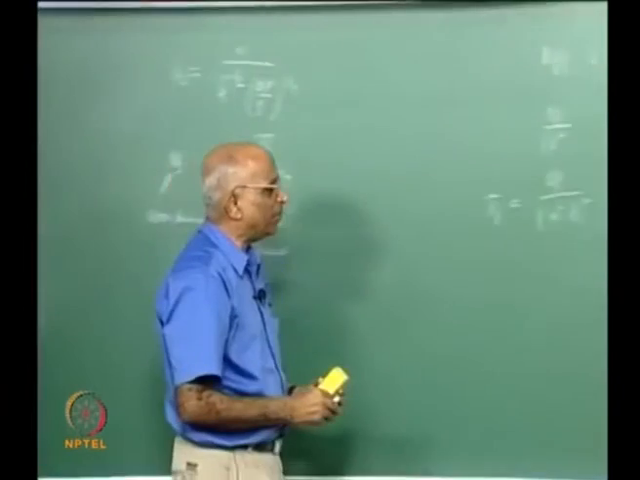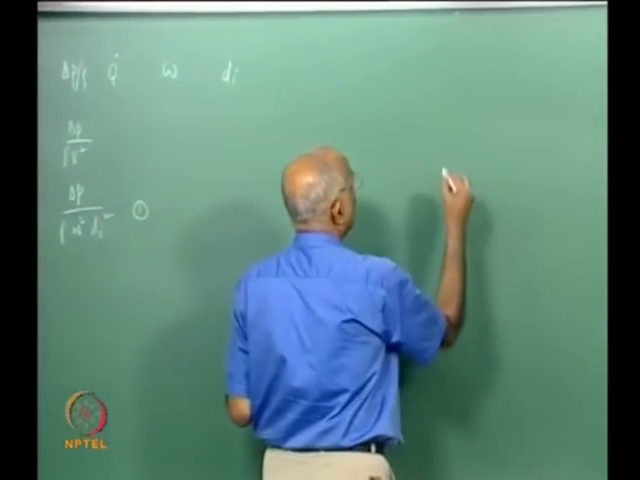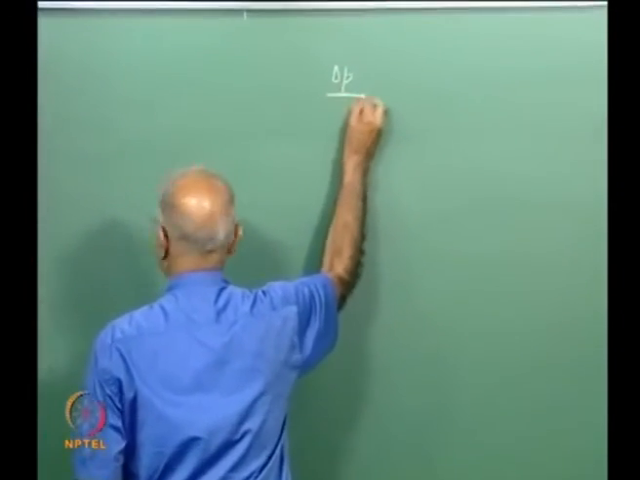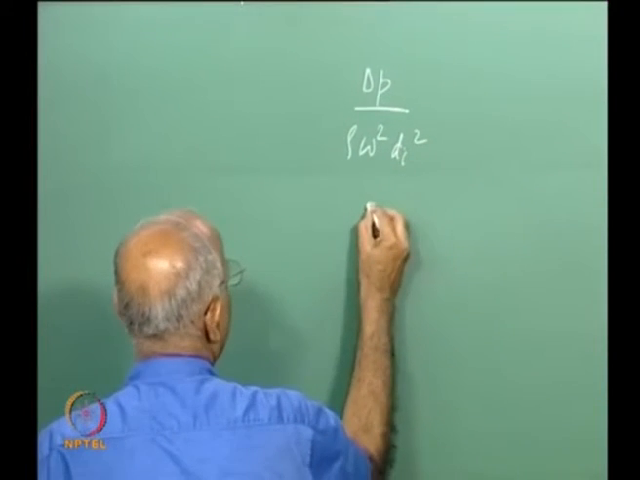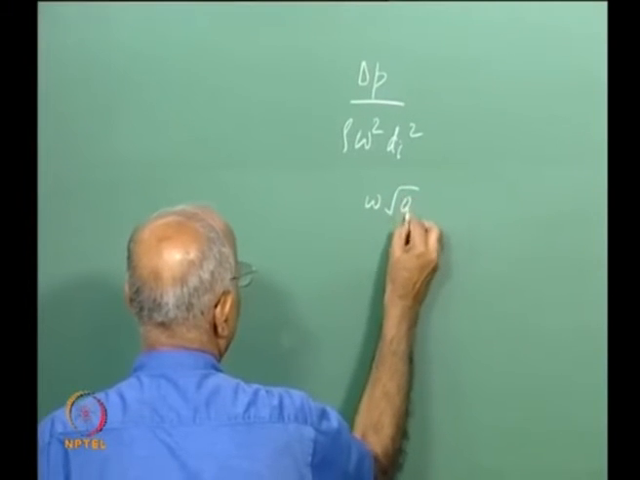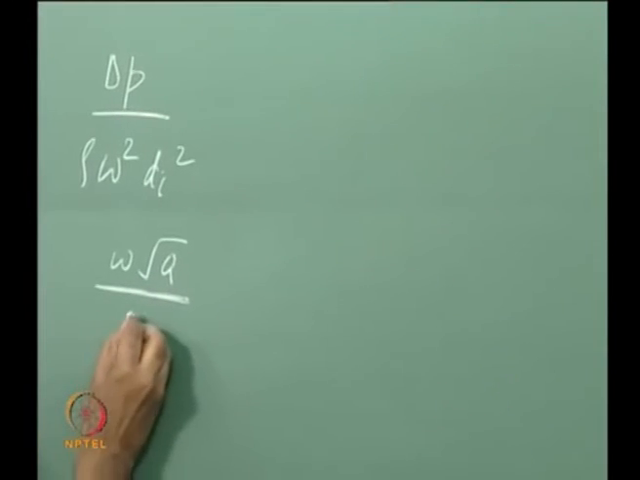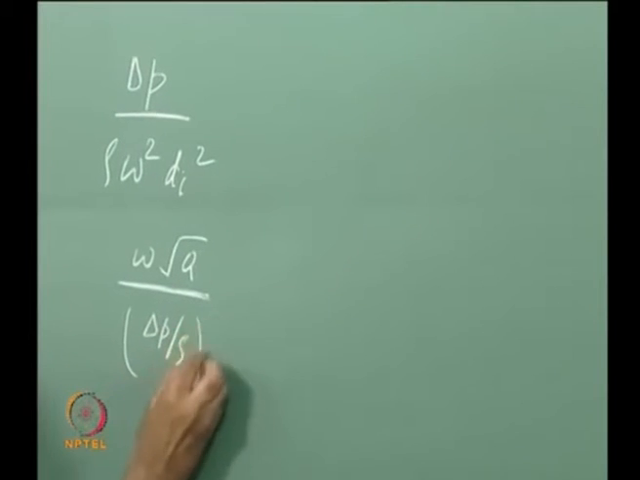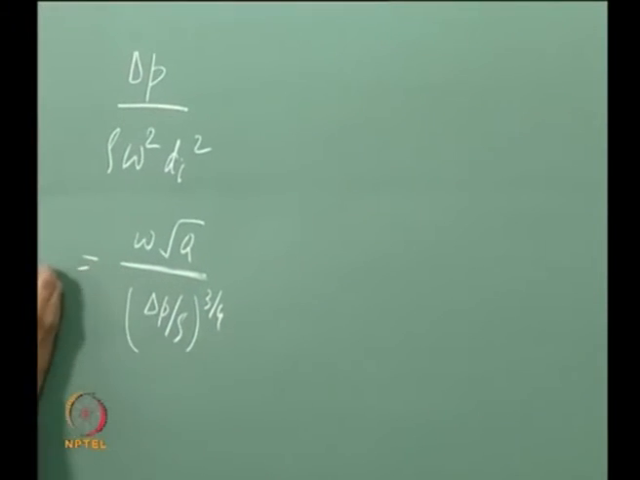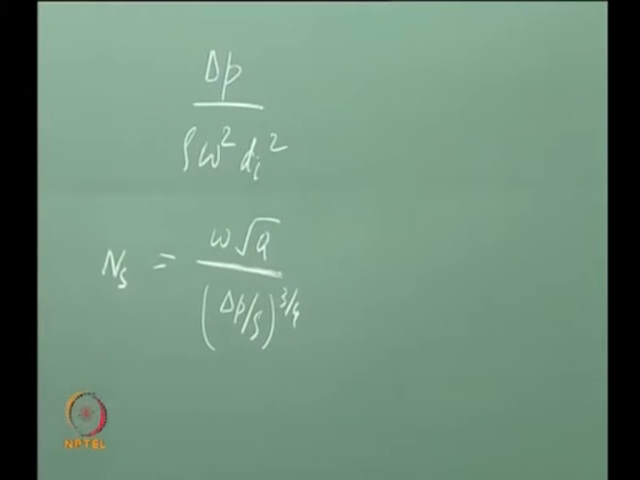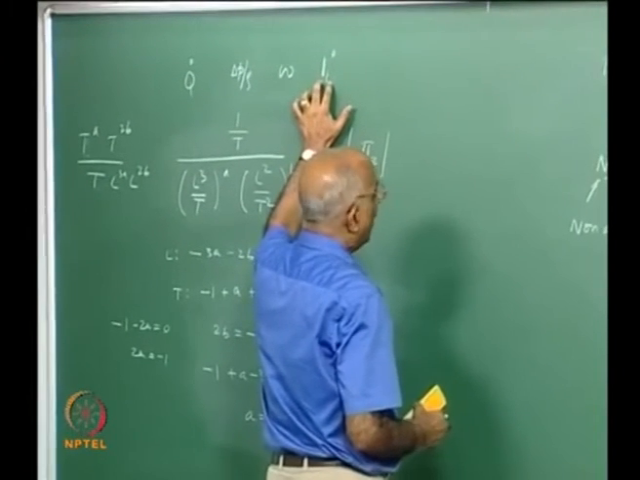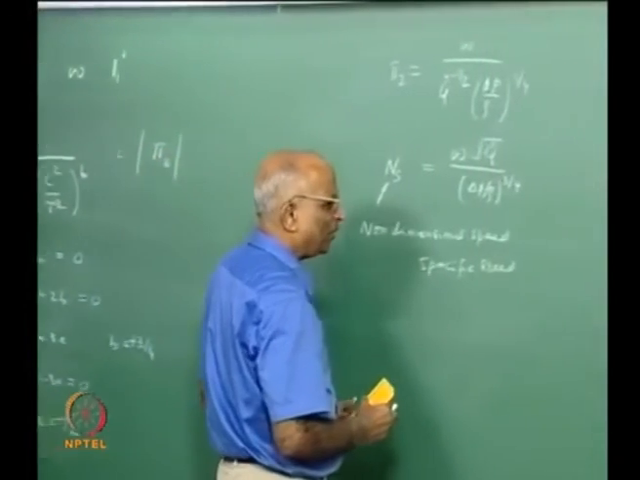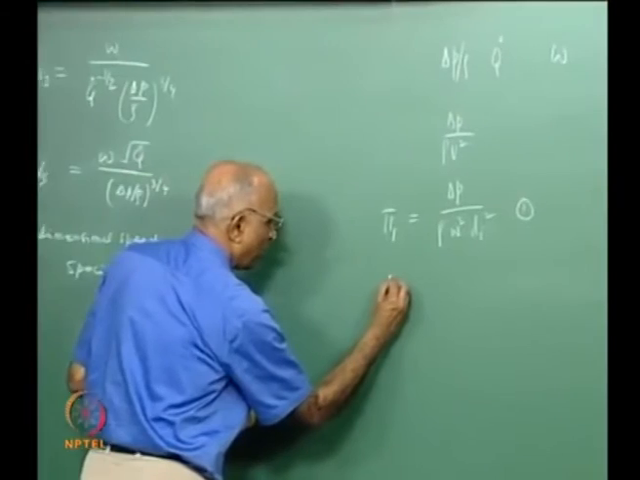Therefore, let us put down the parameters together. The first parameter, pi 1, is equal to delta p by rho omega square di square. The second parameter is omega under root q divided by delta p by rho to the power 3 by 4, which I now call specific speed. I do the same analysis for finding out the non-dimensional di. I will not do it in class, maybe you take it as a homework problem.